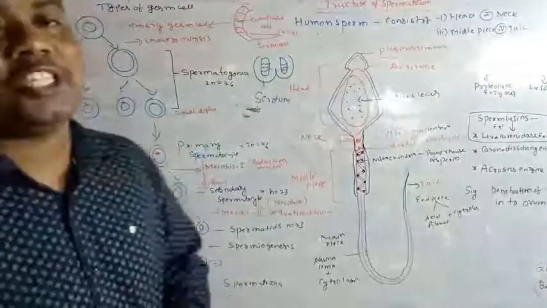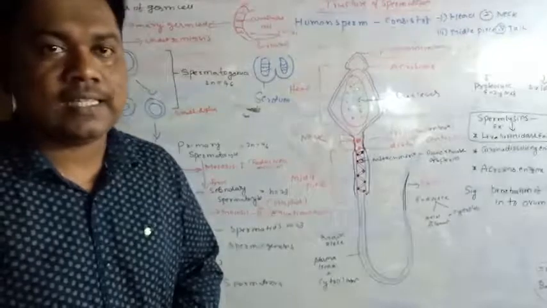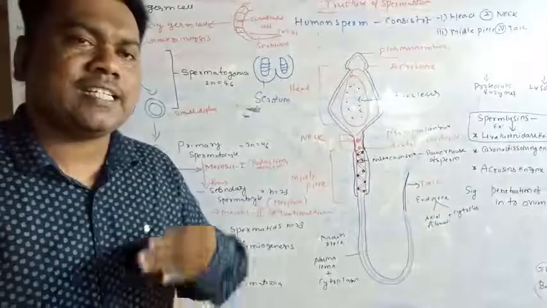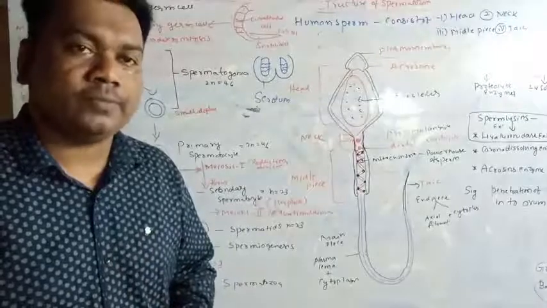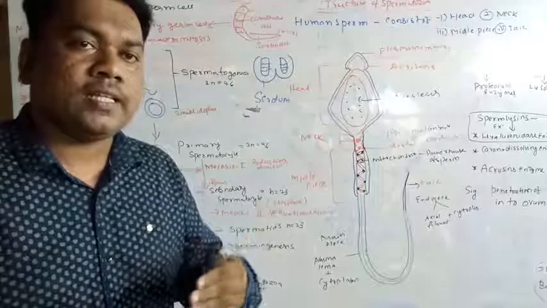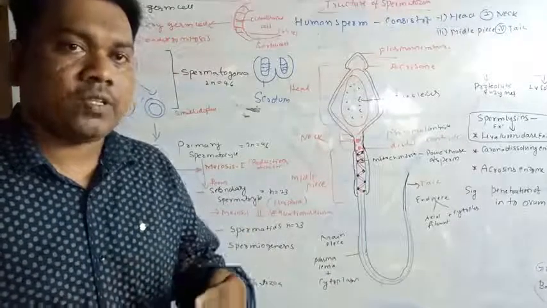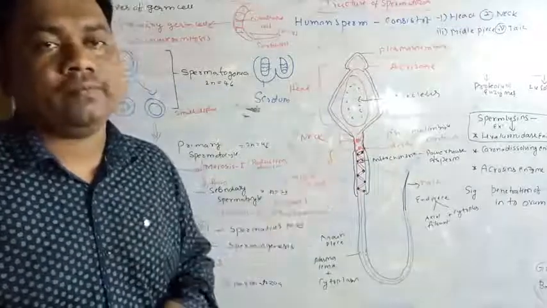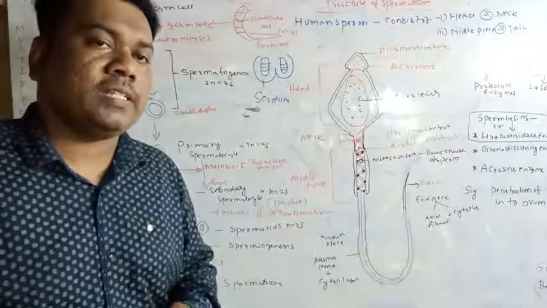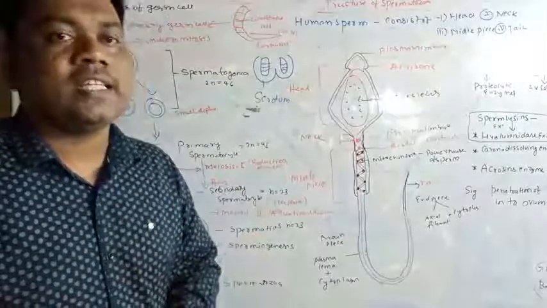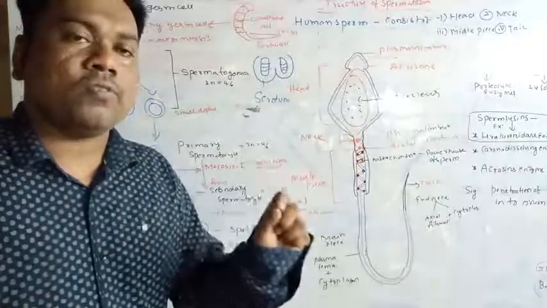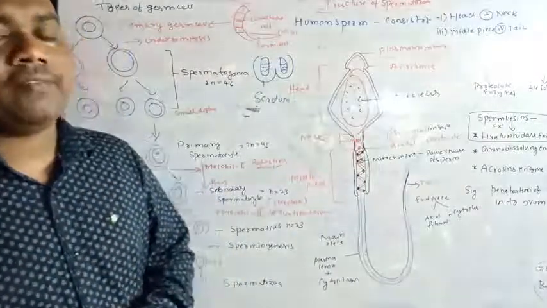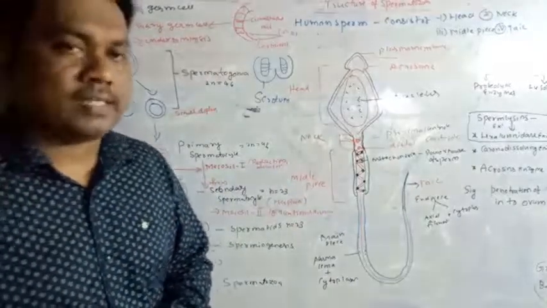This spermatogenesis process starts at the age of 13 to 14 years, meaning it starts at the time of puberty. It is continuous throughout life, meaning the process begins in the 13th or 14th year and continues throughout life in male organisms, right?